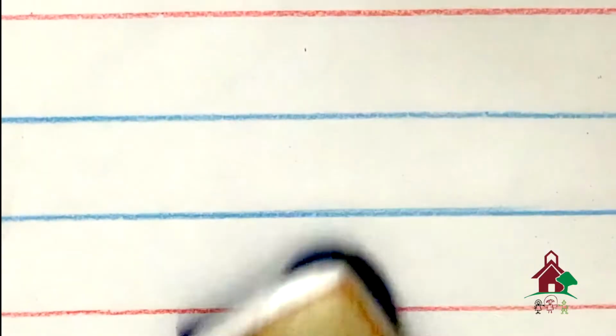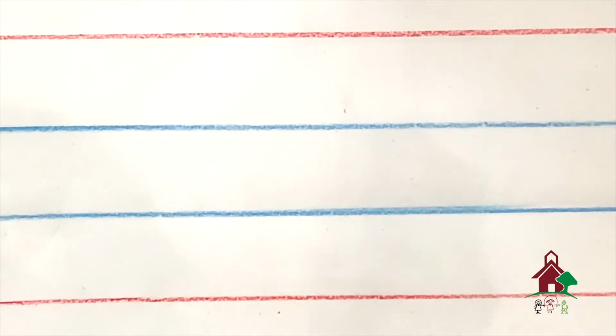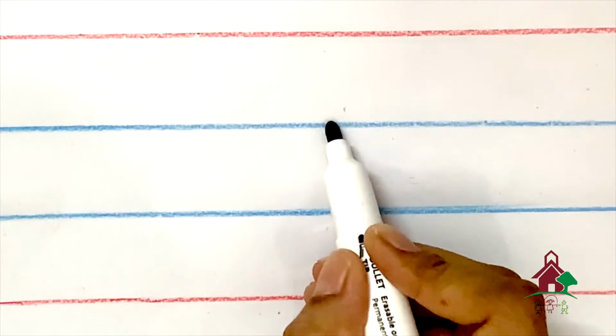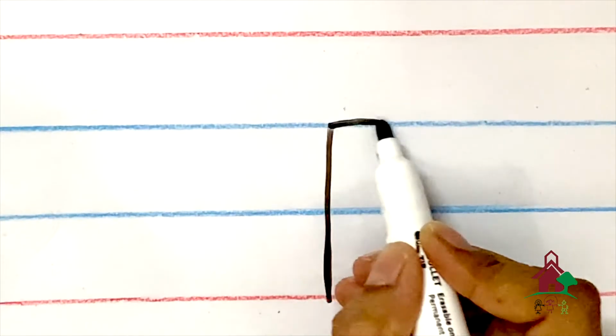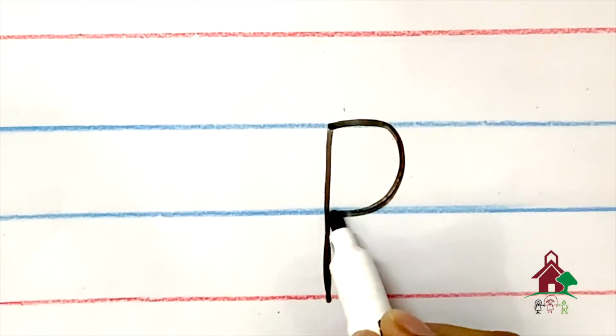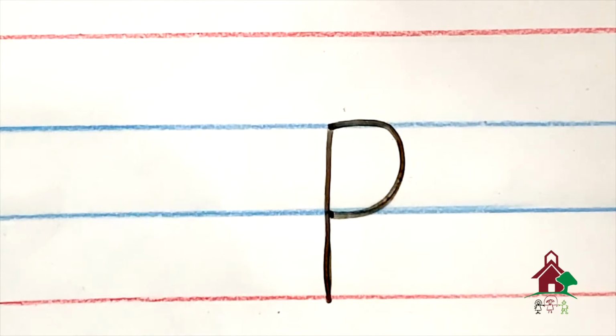Let's erase it. Next we have p. We will start with the top blue line, go down, down, down, down and up and round from the bottom blue line. This is p. It comes between the two blue lines and bottom red line. Let's erase it.